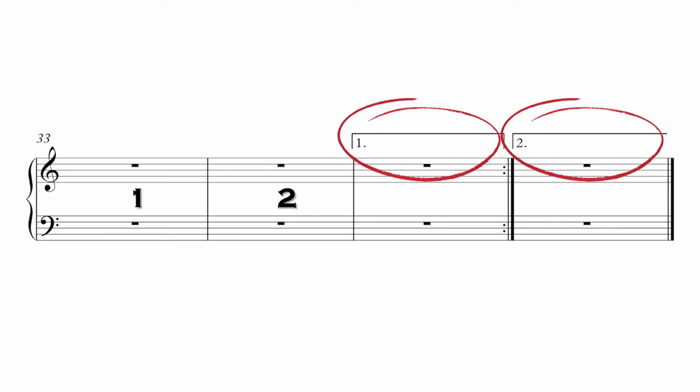If there are two horizontal square braces that are numbered 1 and 2, it means those are two different endings. You play till the repeat mark, then repeat from the beginning and skip the first ending the second time around, going straight to the second ending.